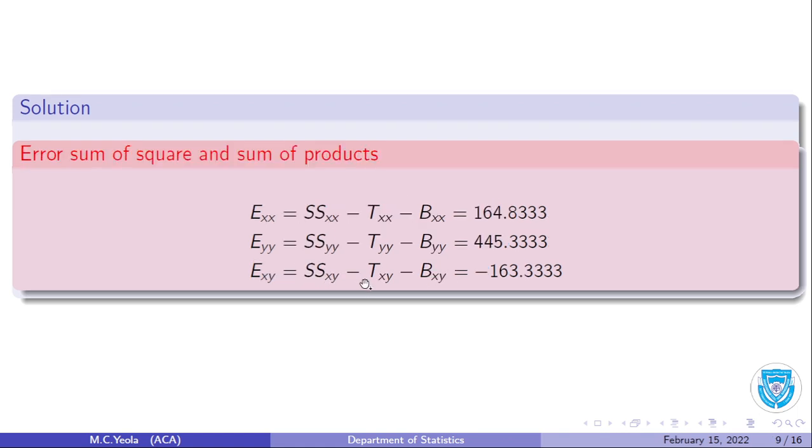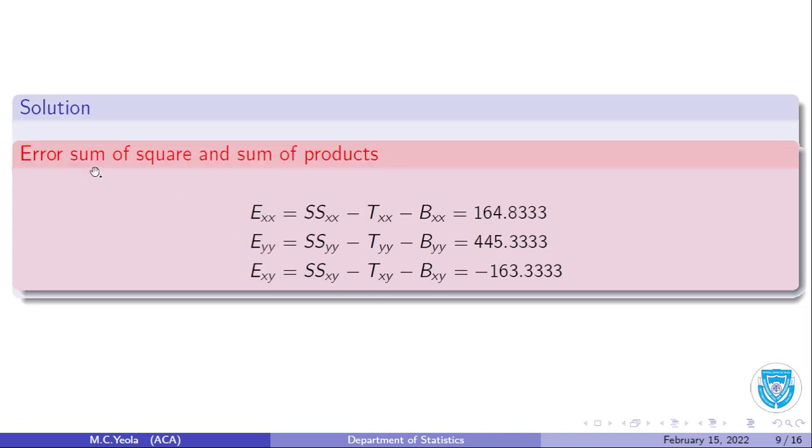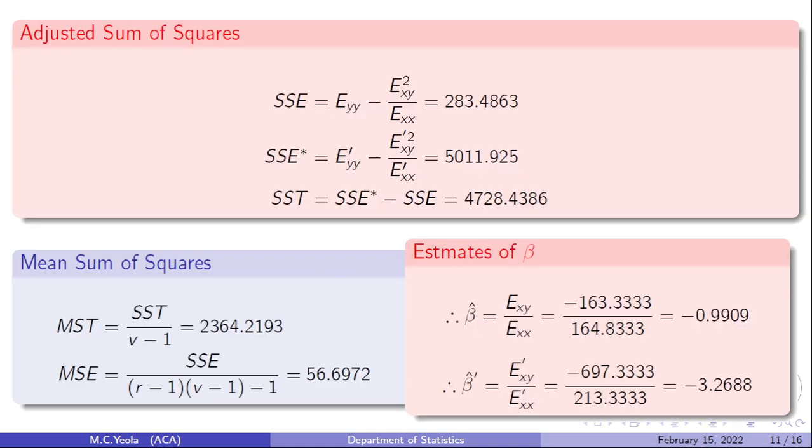For the total sum of squares we denoted SSXX, so don't get confused between TXX and SSXX. SSXX is the sum of squares for XX, then for YY, and the sum of products for XY. So we have the error sums, and e dash xx, e dash yy, e dash xy, which we obtained by adding exx and txx, error plus treatment. Whatever information we have, we put in the table.